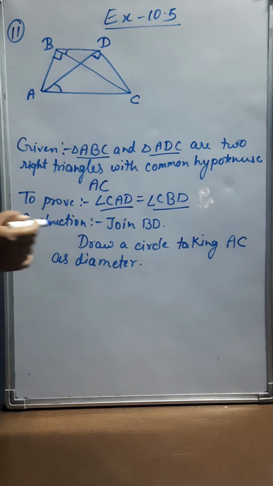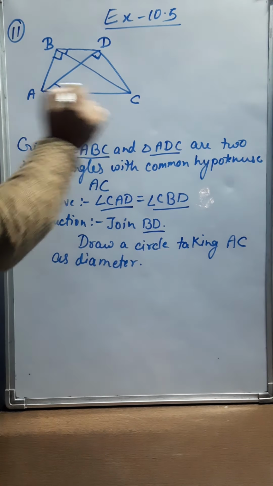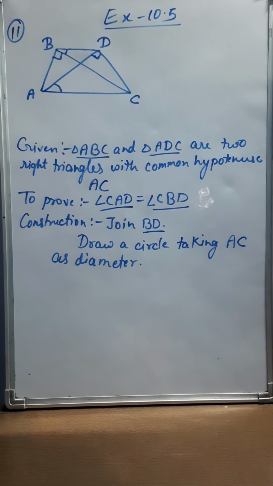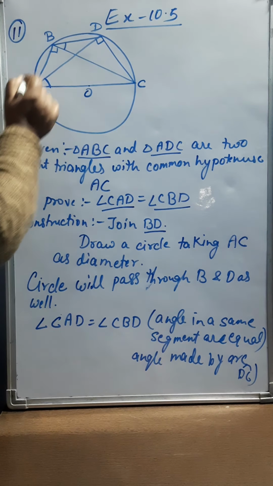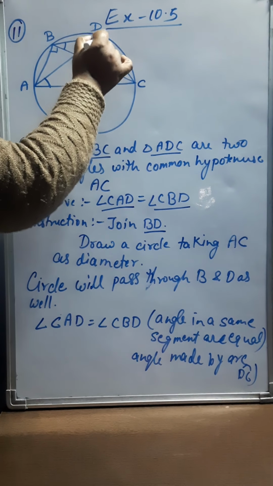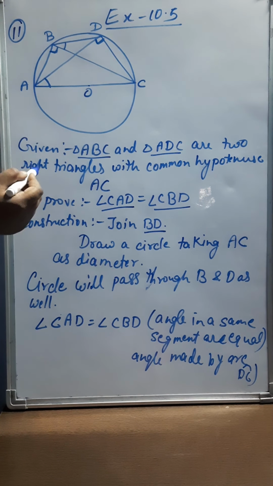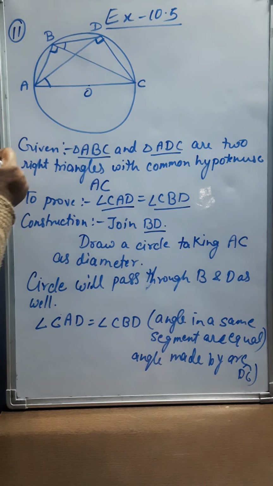We'll join BD, and taking AC as diameter we will draw a circle. We will see that it will pass through B and D as well. Since it is given that angles ABC and ADC are both 90 degrees, and if we draw a circle by taking AC as diameter, then clearly these two angles will be angles in a semicircle. So the circle will pass through B and D as well.